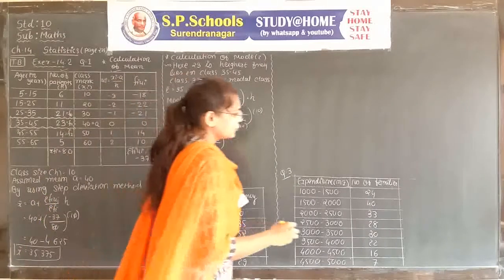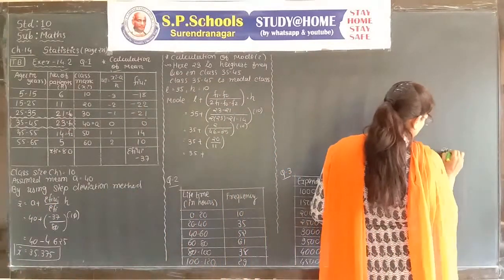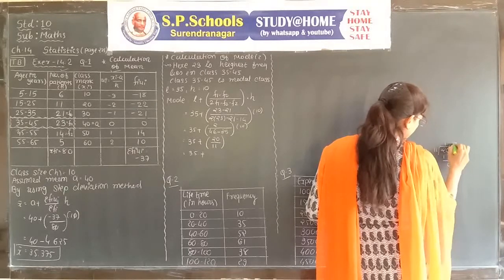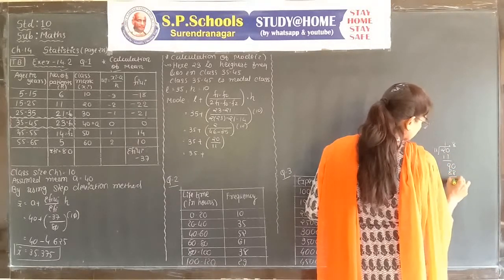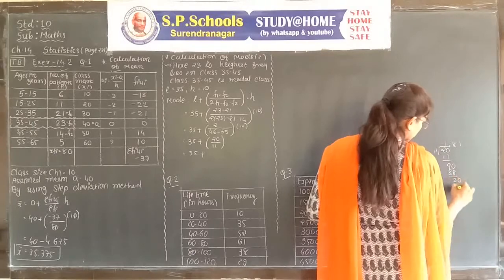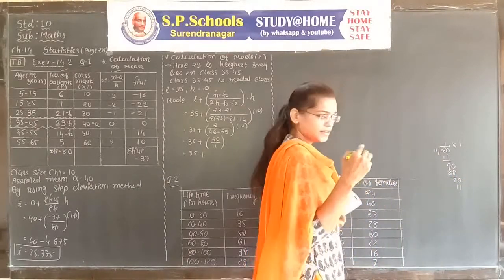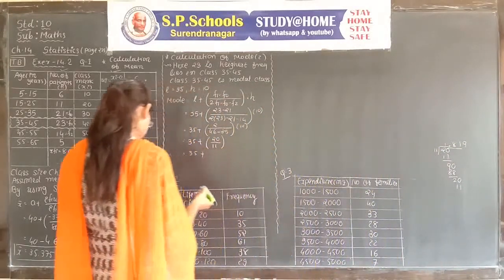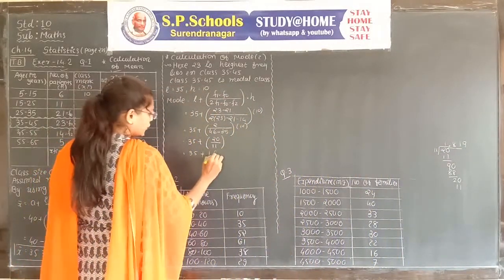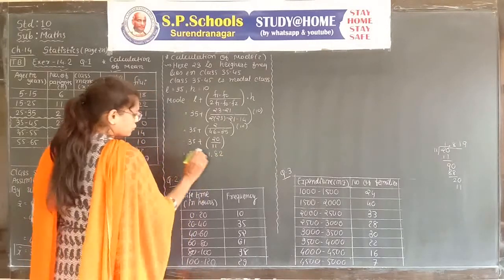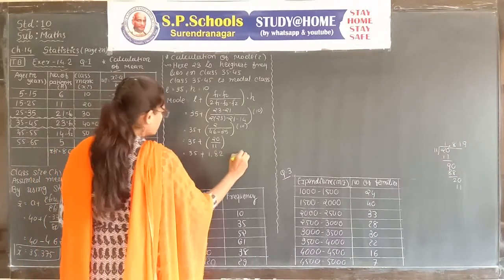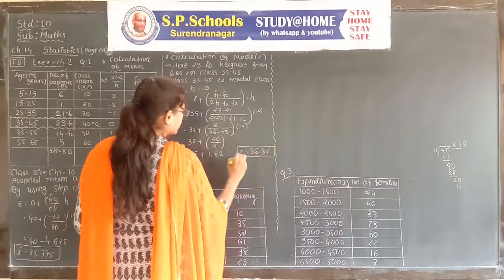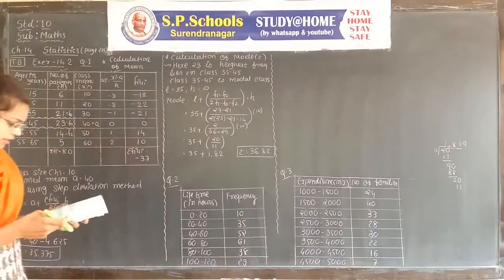35 plus 20 divided by 11. 11 ones are 11, 9 and 0 point. 11 eights are 88. 2 and 0, 11 ones are 11. Now 90, then 9. Then our answer is 1.82. 35 plus 1.82, therefore Z is equal to 36.82. Here both mean and mode are obtained in the question.